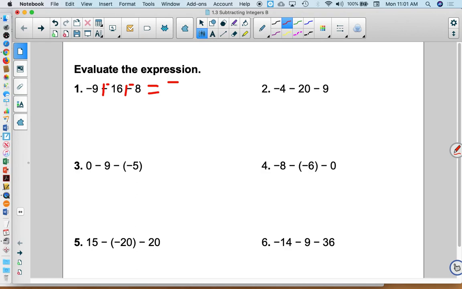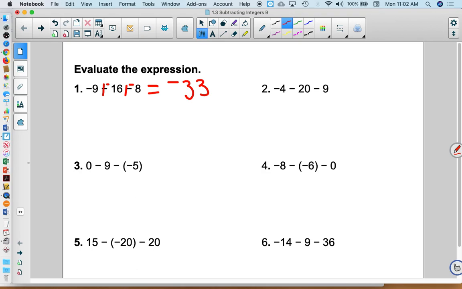He says 33. Is he correct? 16 and 8 is 24 plus 9 more is 33. I kept the sign, so it's technically a negative 33. None of these have what I really want. Here's what I saw. We're going to go ahead with this because I want this solid in your brain.